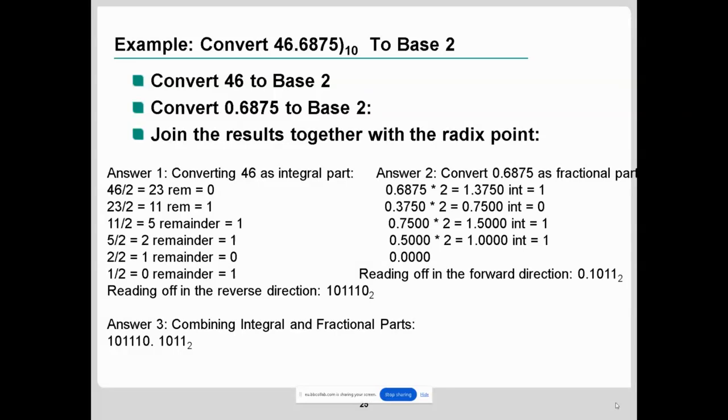Okay, now if we want to convert 46 as an integral part, we have different methods. So 46 divided by 2 is 23. What is the remainder? 0. We read it in reverse order: 1, 0, 1, 1, 1, 0. So this is the equivalent of 46.